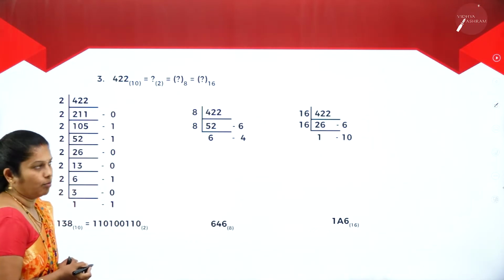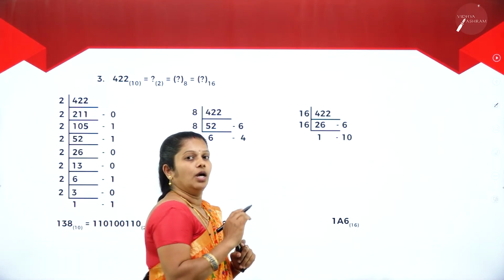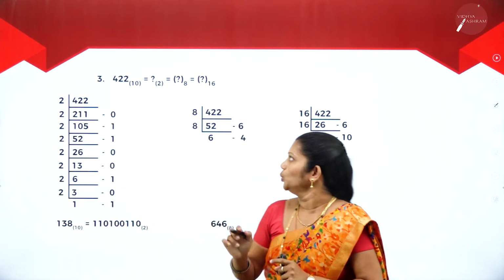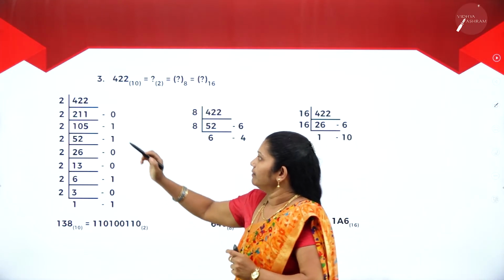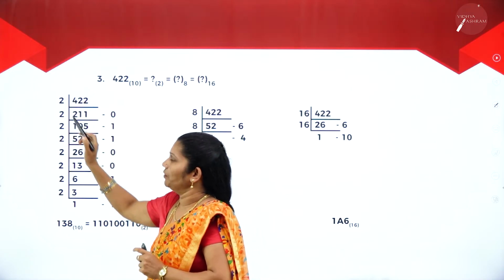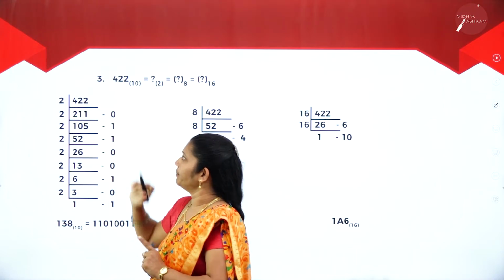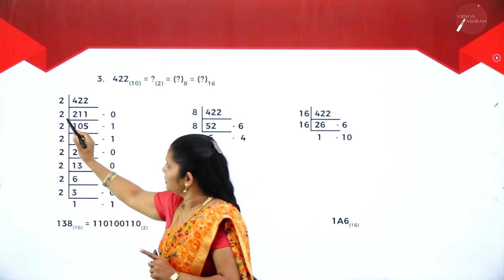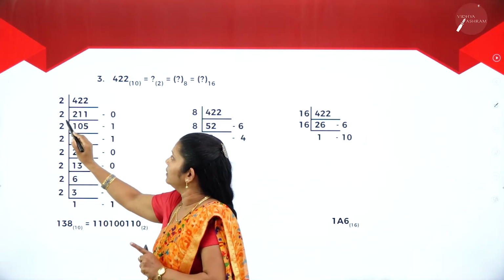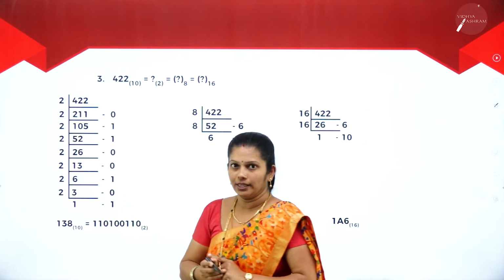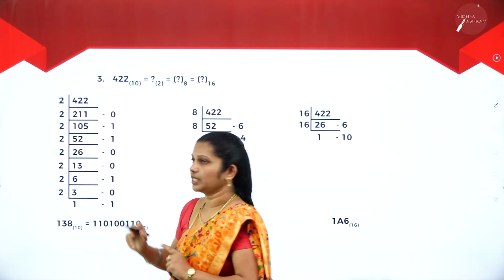Next, consider one more problem. We have 422 as a decimal number. We want to convert this 422 to binary, octal as well as hexadecimal number. Then how to convert? Same pattern, 422 divided by 2. Then 2 2s are 4. Then here 211, remainder is 0 here. Then once again we will divide that 211 by 2. Then 105, remainder is 1. Once again we will divide this 105 by 2. Then 52, remainder is 1.